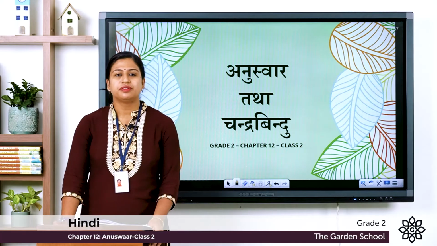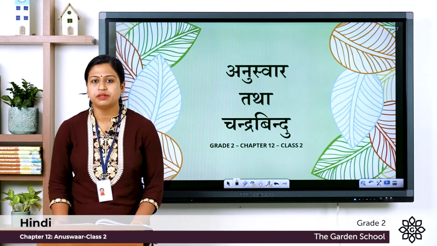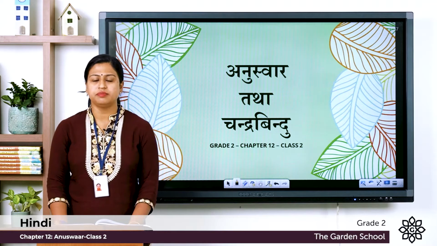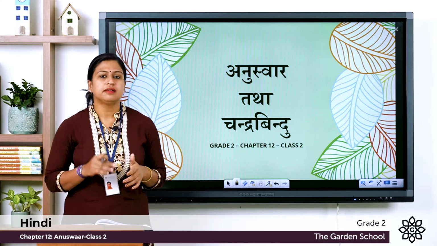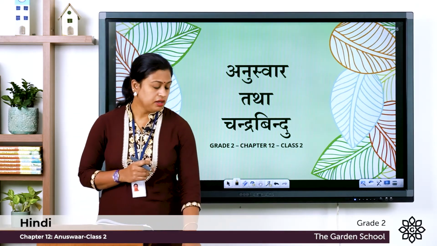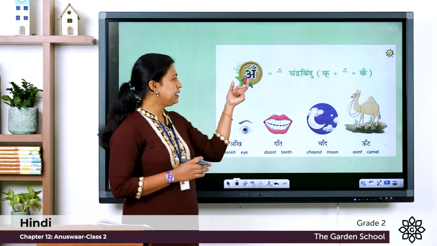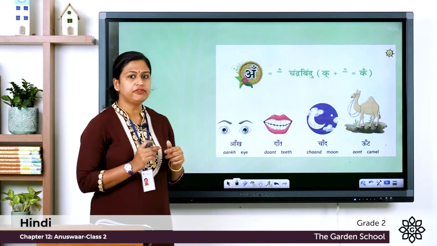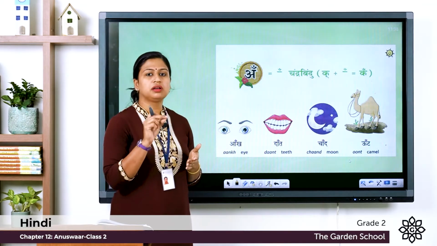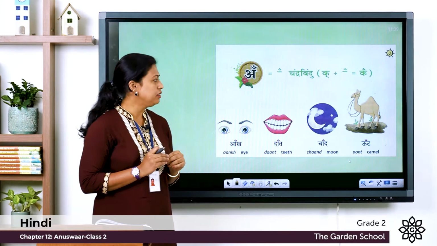Namaste बच्चों. Today we'll continue with the other half of this chapter number 12, that is Anuswar तथा Chandrabindu. In the previous class we had discussed the Anuswar symbol and today we'll be discussing Chandrabindu. So this is the letter A and the symbol for A is a sleeping line and on the top a small curve with a dot. This symbol we say Chandra Bindu.